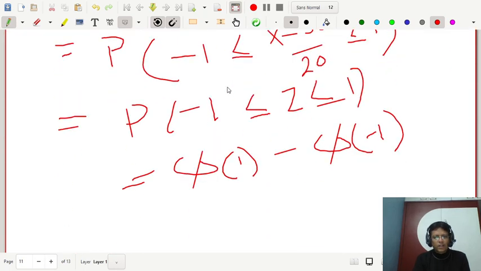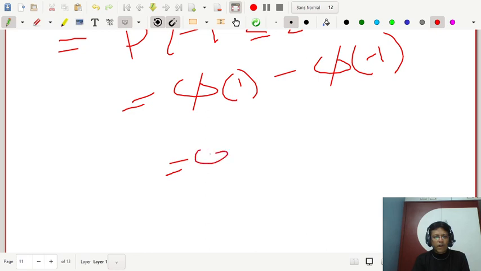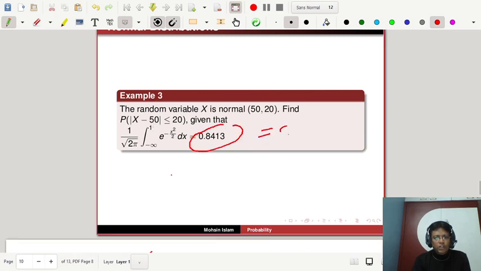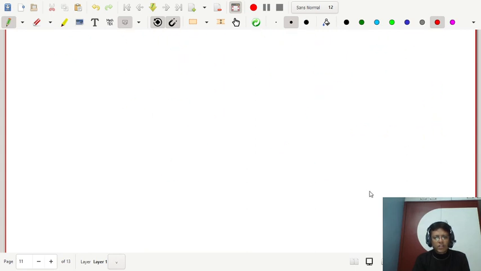Now again you can write here phi of 1. Phi of 1 is given in the problem. What is phi of 1? Minus infinity to 1, 0.843. This is your phi 1, and phi of minus 1 is 1 minus phi of 1. So this is the thing.